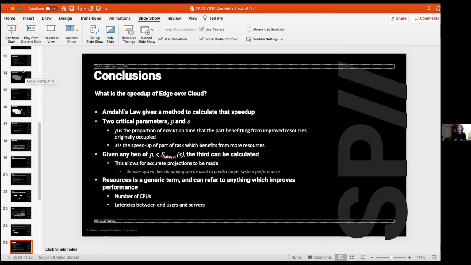And I want to leave that off with this one little side conclusion, which maybe I didn't make obvious because I was talking so much about CPUs, but I really want to emphasize that resources is a generic term.